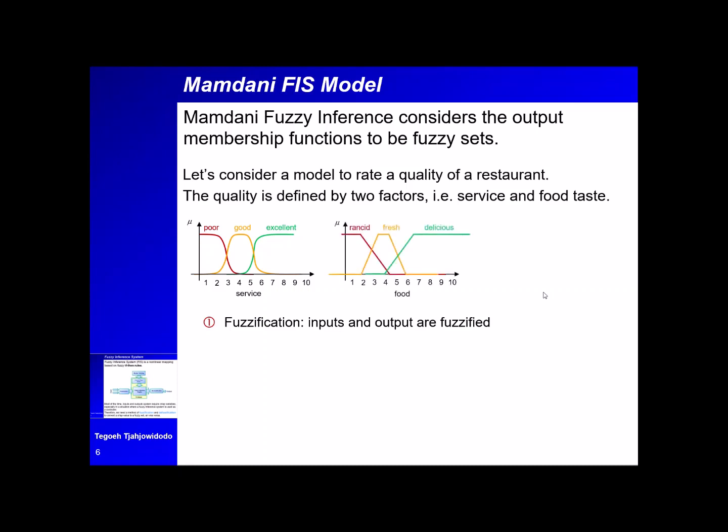I have another input also, the taste of the food. Same thing. Normally in our crisp language, in our real scalar value language, I will grade the taste of the food from 1 to 10. But if you want to translate it to fuzzy language, then I need membership functions. So here I use 3 membership functions to fuzzify the taste of the food: rancid, fresh, and delicious. As you can see, I use different membership functions compared to the service fuzzification process. So you are free to use any function. With these 2 fuzzification processes, I can fuzzify the service input and food taste input.